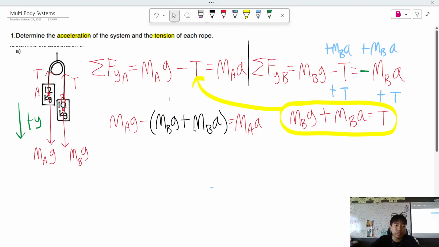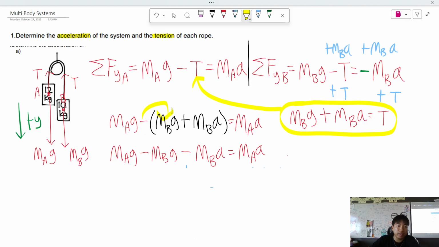I know I'm sounding like some kind of weird Morse code person by saying all these letters, right? But stay locked in, okay? We're not done yet, chat. MAG minus MBG minus MBA. We applied that negative, right? That negative, boom, applied there. Get it in there, right?